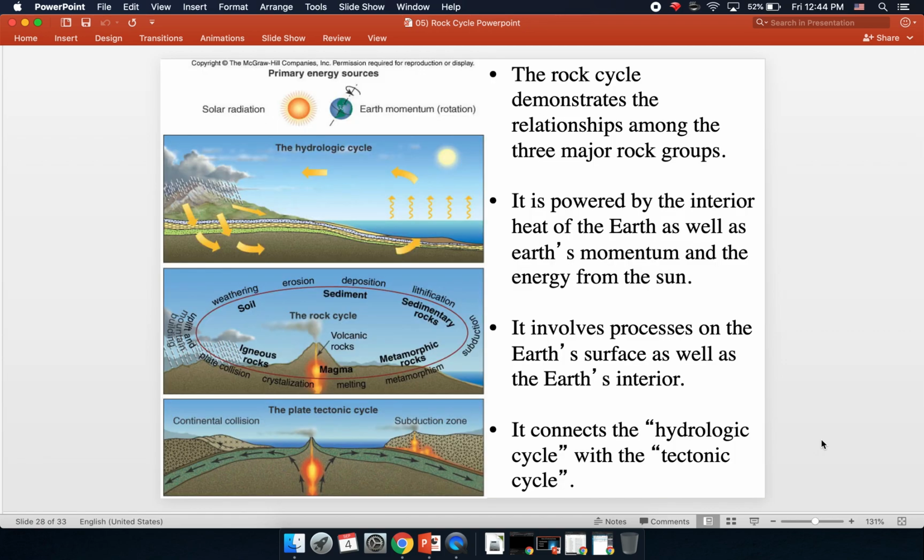All right, so the rock cycle demonstrates the relationships between those three major rock groups by showing you how just by passing through one or more processes, one of those rock types can become one of the other rock types. The rock cycle is powered by the interior heat of the earth as well as Earth's momentum and energy from the sun. It involves processes on the Earth's surface as well as processes within the Earth's interior. Also, the rock cycle connects the hydrologic or water cycle with the tectonic cycle, which is the movement of Earth's tectonic plates that we'll be talking about in future lessons.